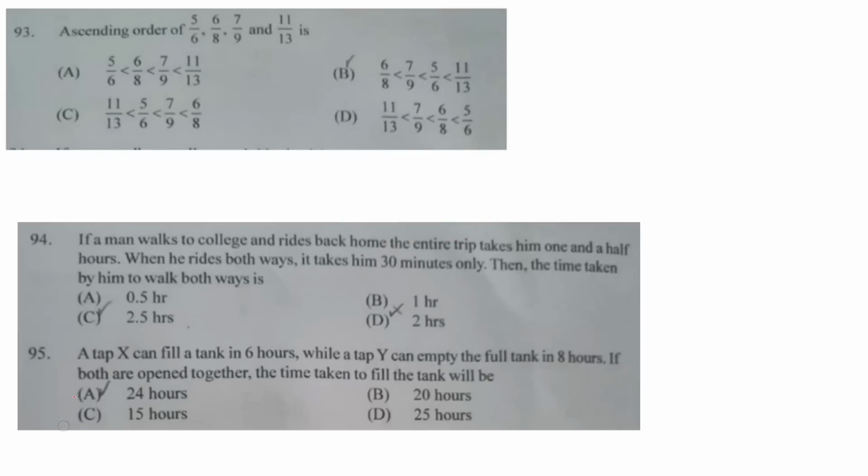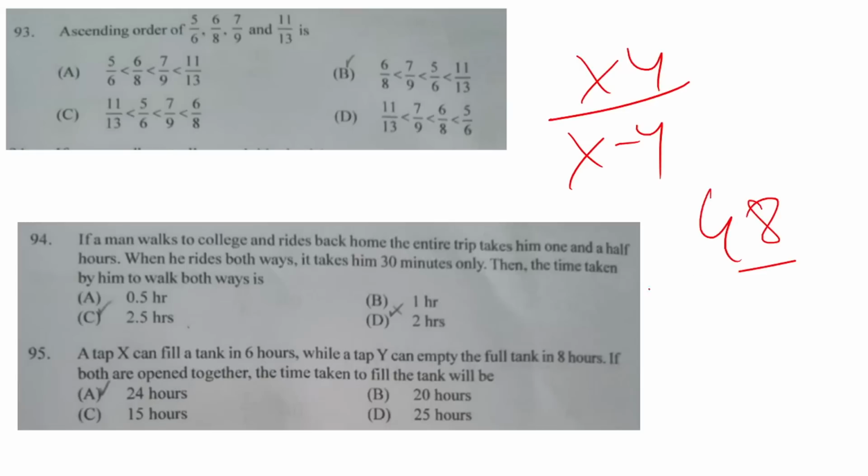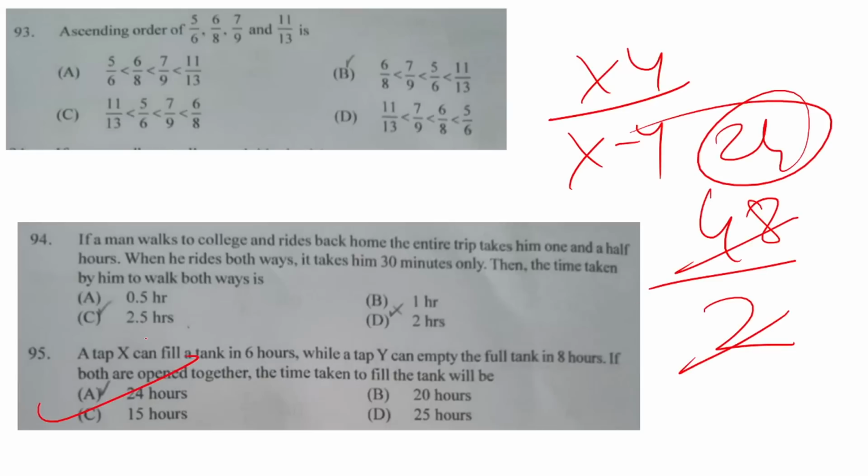Now question number 95: tap X can fill a tank in 6 hours, while tap Y can empty it in 8 hours. If they work together, the formula is X into Y over the difference, so 6 into 8 is 48, and the difference is 2. So the answer will be 24. Option number A is the correct answer.